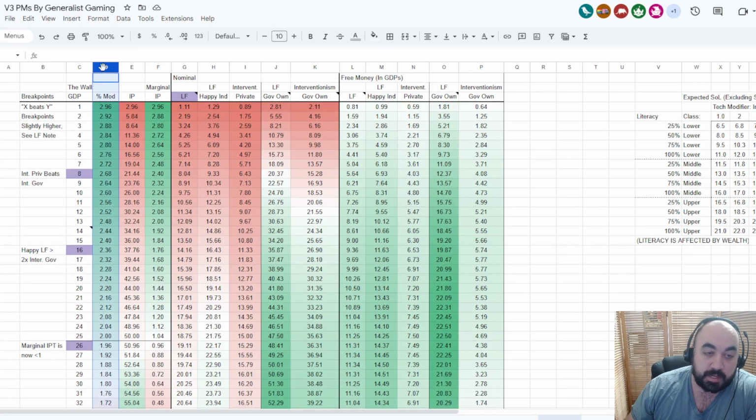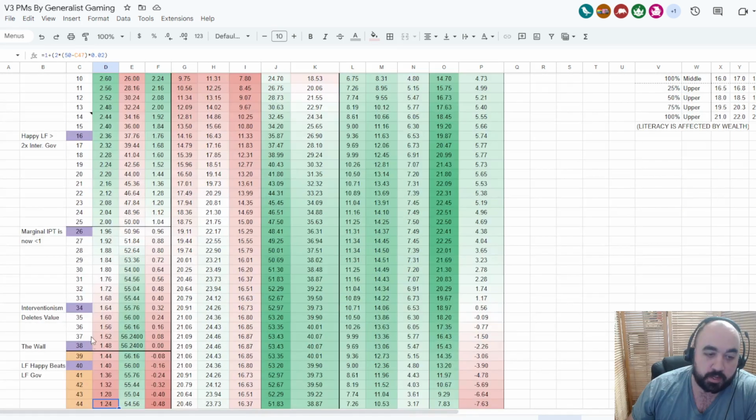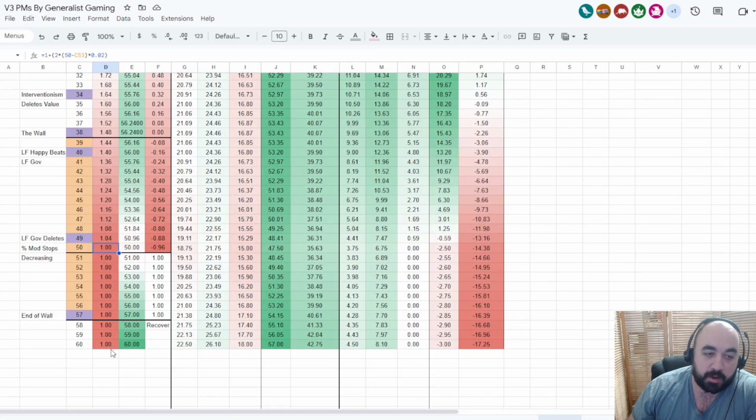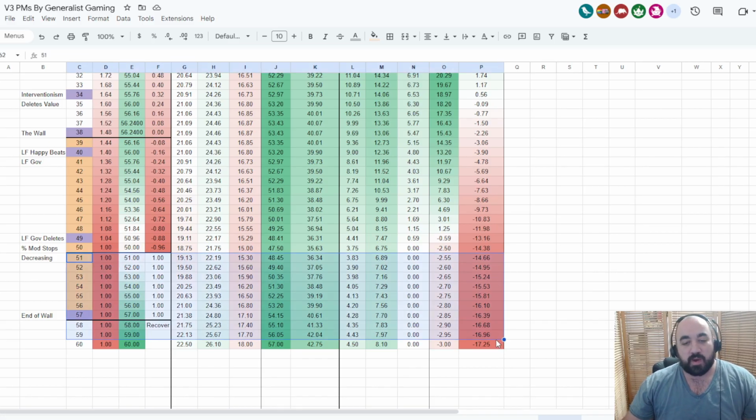We will have the percent modifier that is currently being applied to reinvestment. This number will go down in a linear fashion all the way to 50, at which point it will stall out. There will be no more decreases, and you will just always multiply by 50. Whenever we're evaluating stuff, we're going to relativize it to what it looks like at post 50, because this is most of the game.